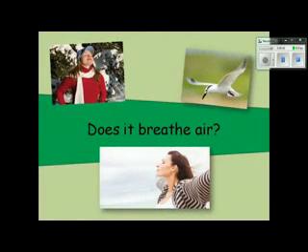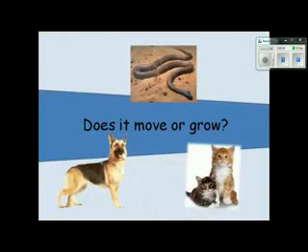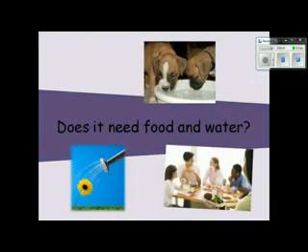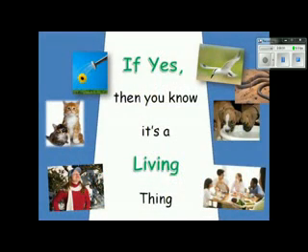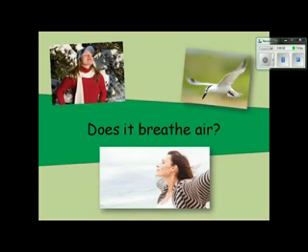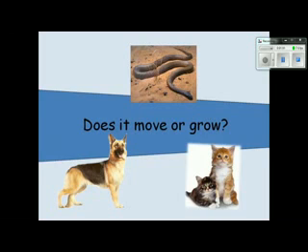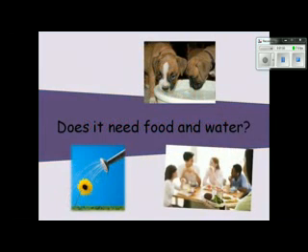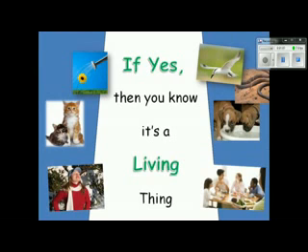Does it breathe air? Does it move or grow? Does it need food or water? If yes, then you know it's a living thing.